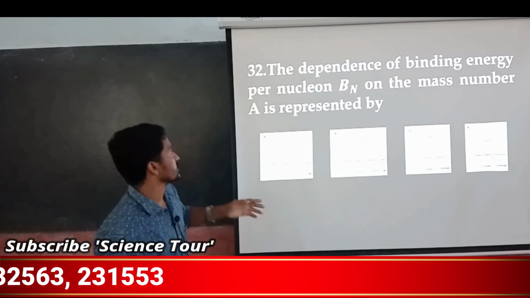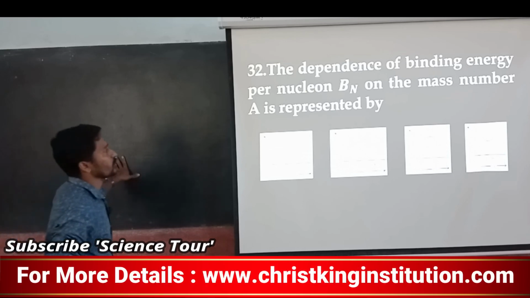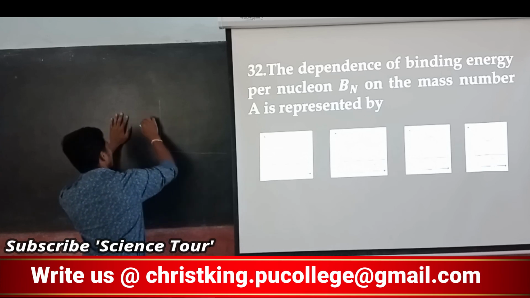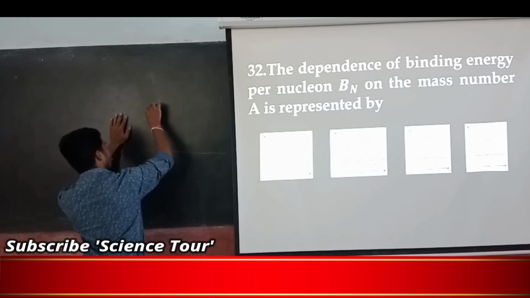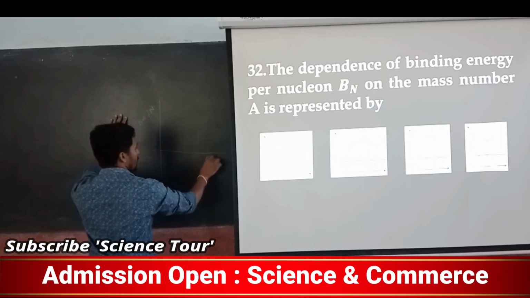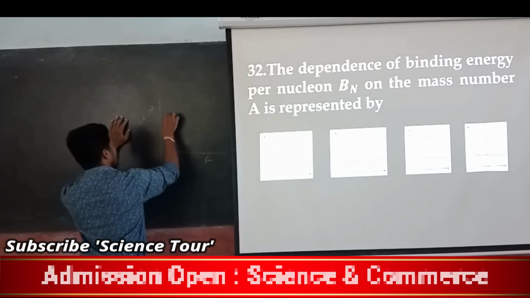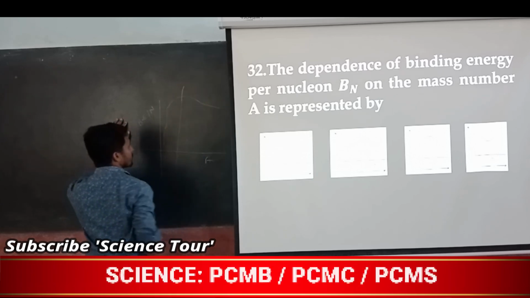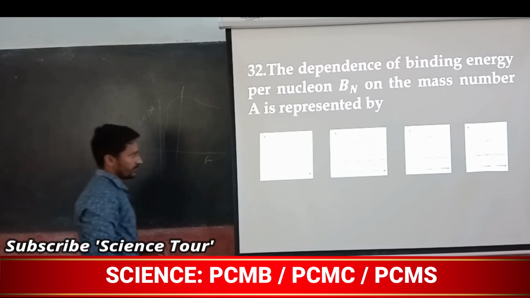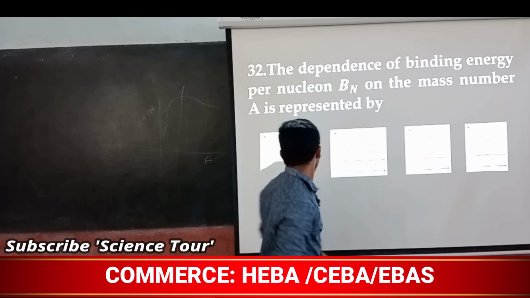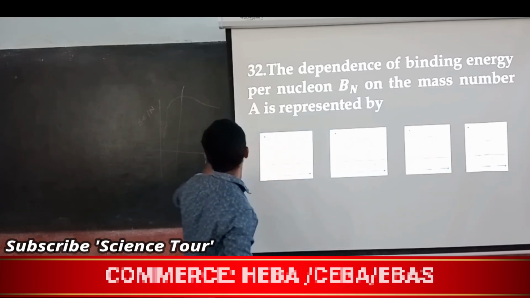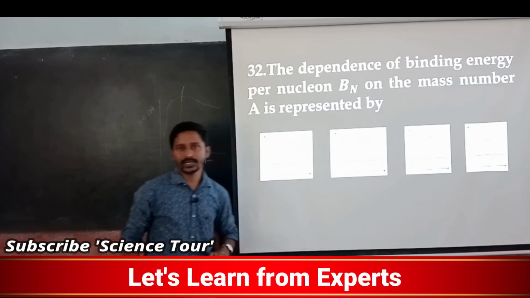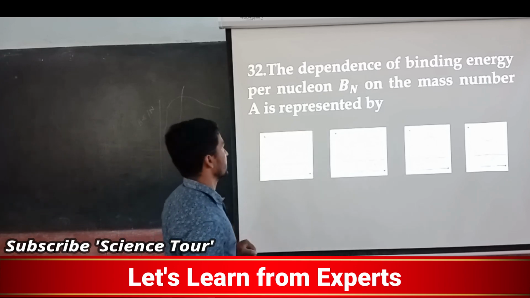Next, the dependence of binding energy per nucleon on the mass number A is represented by, see, binding energy per nucleon versus mass number. You have written it in this way, no? For 56 it was the peak. Where do we have such a graph? For 56, for iron, it is very high, no? These others are not. So option A is the right option.